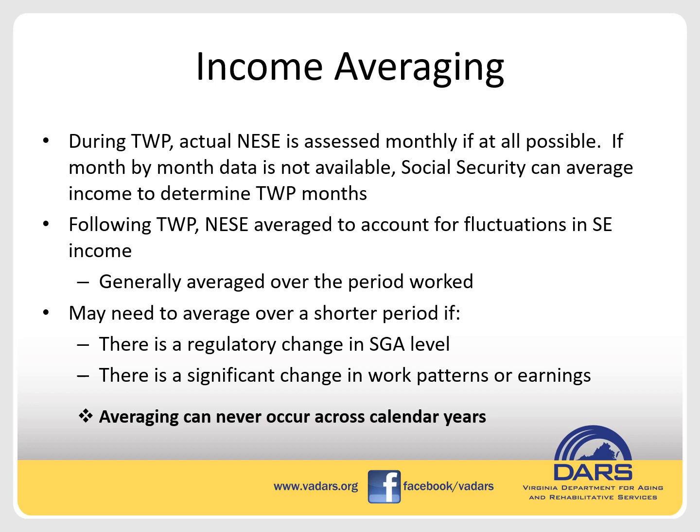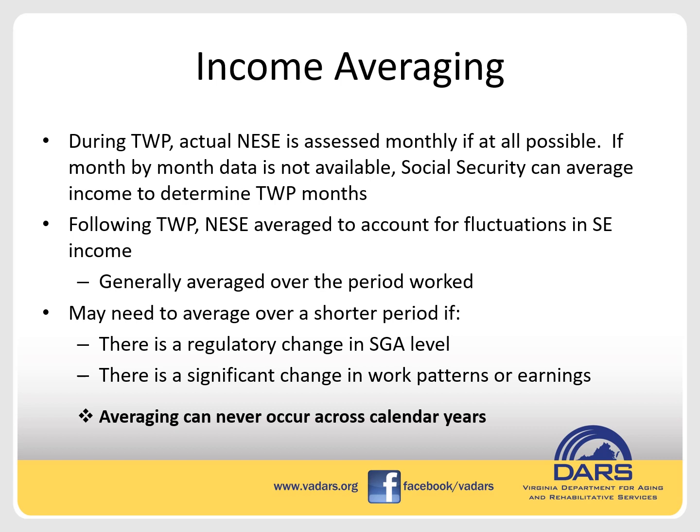The first one I want to talk about is income averaging, and this is one that people may be familiar with. During the trial work period, the actual net earnings from self-employment is assessed monthly if possible. We talked about that on the previous slides in the trial work period section. If month-by-month data is not available, so if the client doesn't have profit and loss statements to show what their profits were for every month, Social Security can average income to determine how many trial work period months were used. Following the trial work period, the net earnings from self-employment is averaged to account for fluctuations in self-employment income.